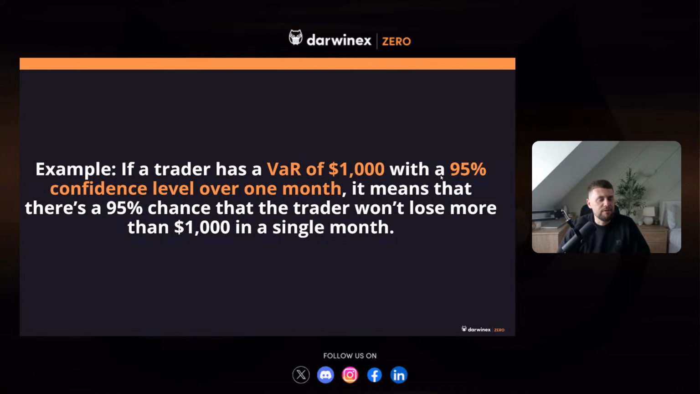So if a trader has a VAR of $1,000 with a 95% confidence level over 1 month, it means that there's a 95% chance that that specific trader isn't going to lose more than $1,000 in any single month. So an investor can rest assured that they know their maximum downside on a month-by-month basis with a 95% confidence level.